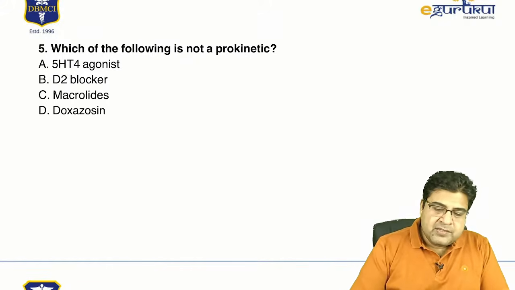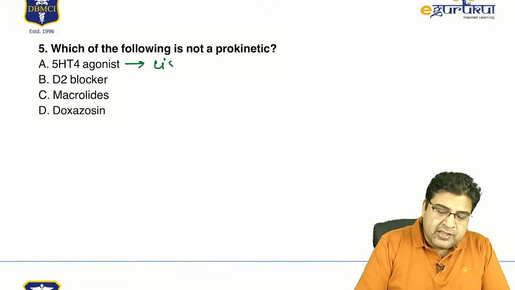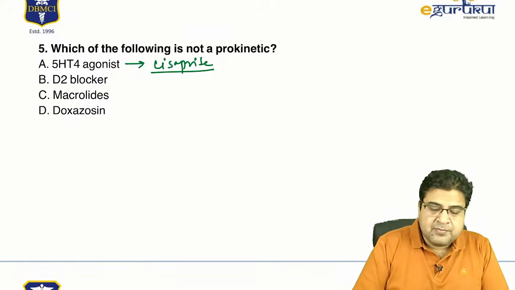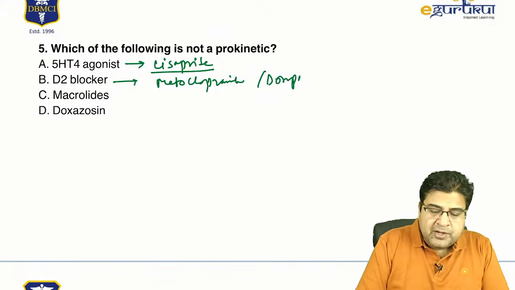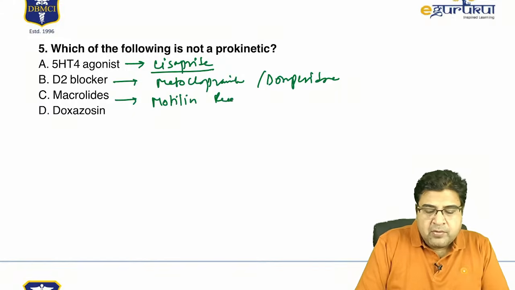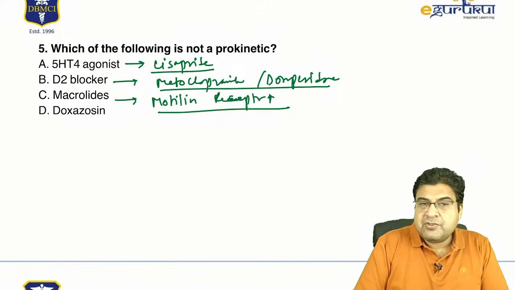Question number 5, which is not a prokinetic medicine. So guys, please remember 5-HT4 agonists, like the medicines cisapride, mosapride, are prokinetic medicines. Dopamine blockers, like metoclopramide, domperidone, are prokinetics. Macrolides will act on the motilin receptor, and they are also prokinetic medicines.